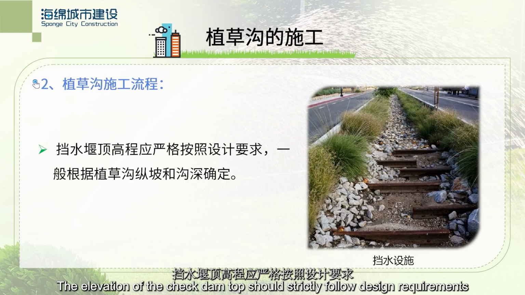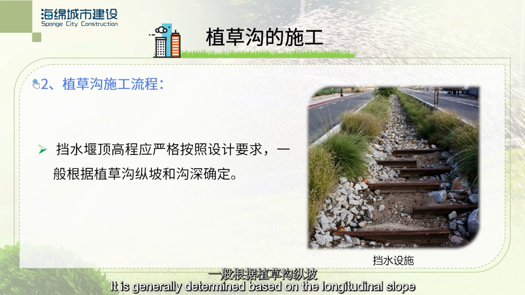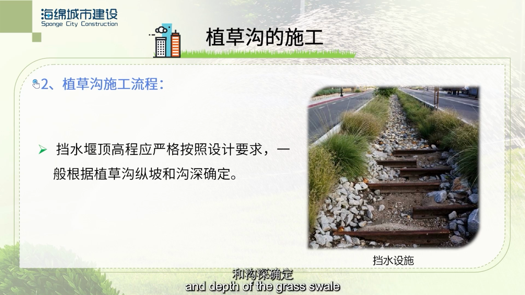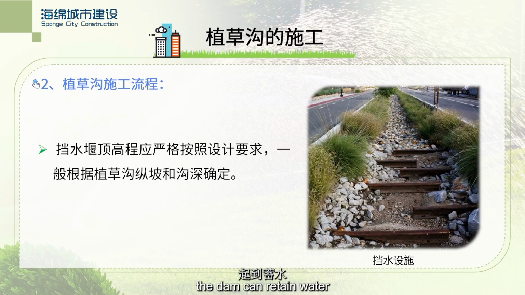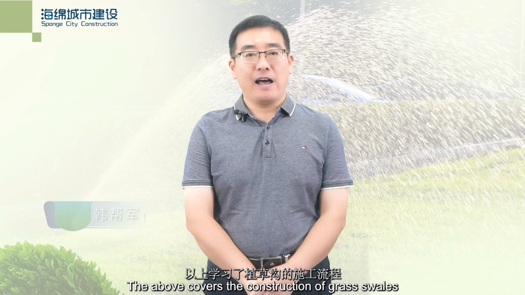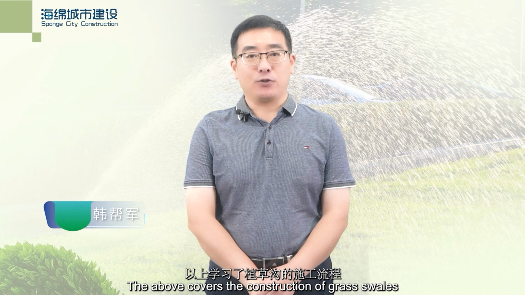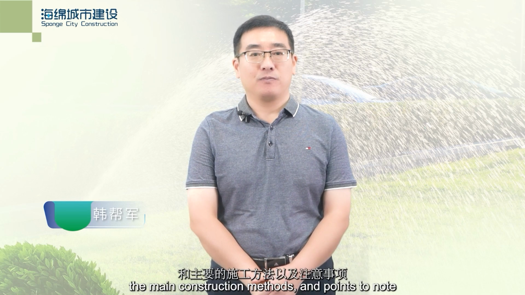The elevation of the check-dam top should strictly follow design requirements. It is generally determined based on the longitudinal slope and depth of the grass swale. This ensures that, even with a steep longitudinal slope, the dam can retain water, reduce flow velocity, and prevent erosion of the swale bottom. The above covers the construction of grass swales, the main construction methods, and points to note.